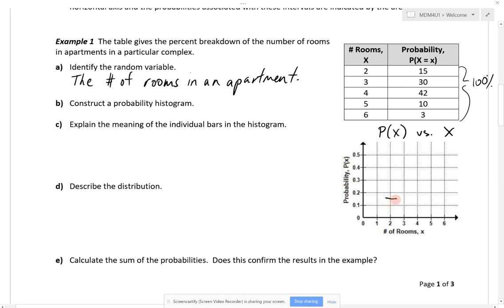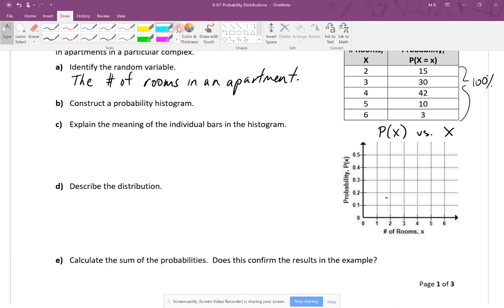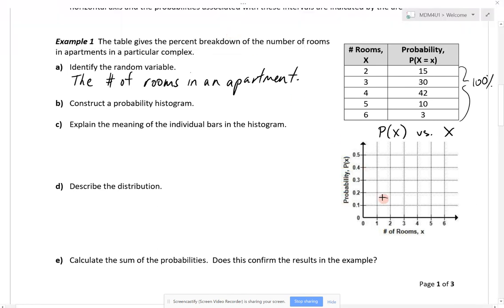So I'm going to represent this by drawing a bar to 0.15. And it's centered around 2 because its number of rooms is 2. So there's my first bar. Maybe I can just use a ruler. Let's see if I can use a ruler for this. Or we'll draw a rectangle. Here's a rectangle, just like that. So there's our first rectangle.